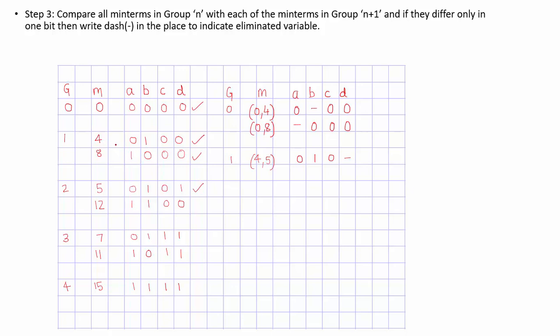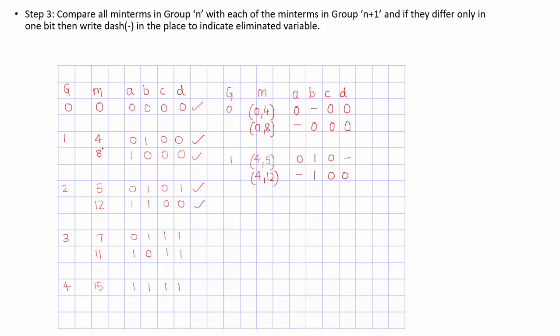Next I have to compare 4 with 12. 4 is 0, 1, 0, 0. 12 is 1, 1, 0, 0. So BCD is 1, 0, 0 in minterm 4 as well as in minterm 12. So only A is getting changed from 0 to 1. So the next entry will be 4, 12. So BCD was 1, 0, 0 and A was getting changed from 0 to 1. So I'll write dash there. And I have to put a check symbol next to 12.